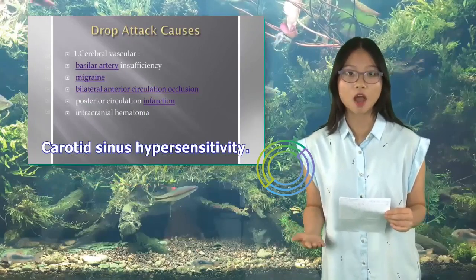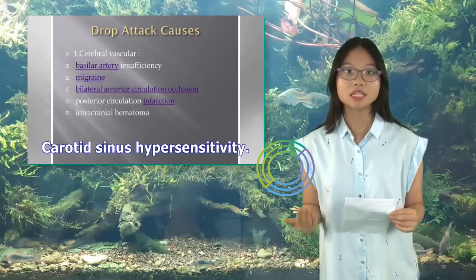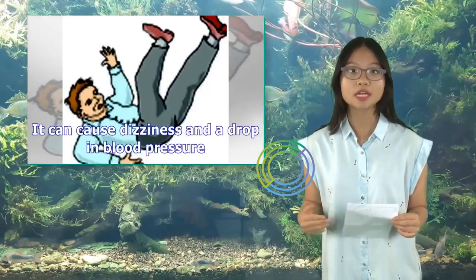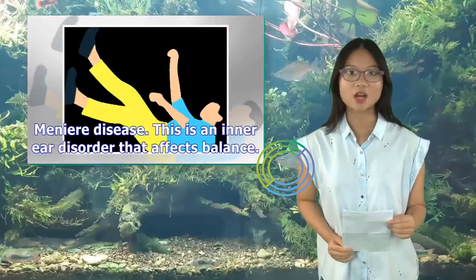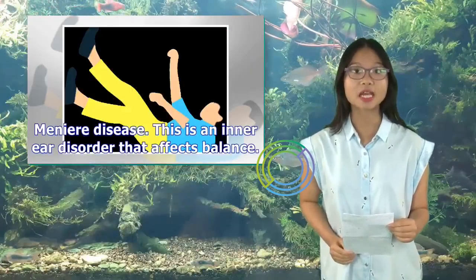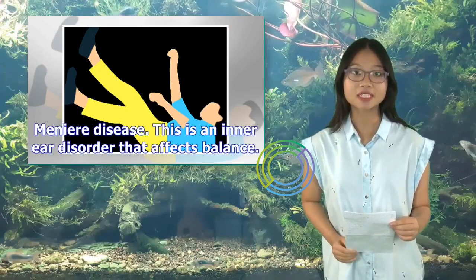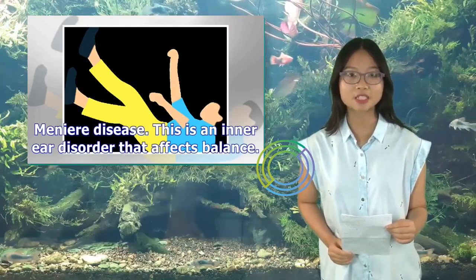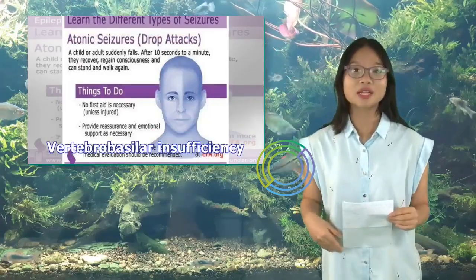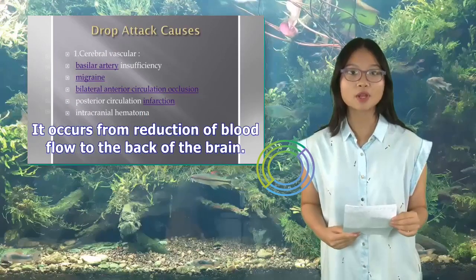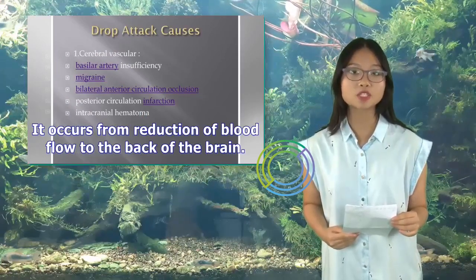Carotid sinus hypersensitivity. It can cause dizziness and a drop in blood pressure. Meniere's disease. This is an inner ear disorder that affects balance. Vertebrobasilar insufficiency. It occurs from reduction of blood flow to the back of the brain.